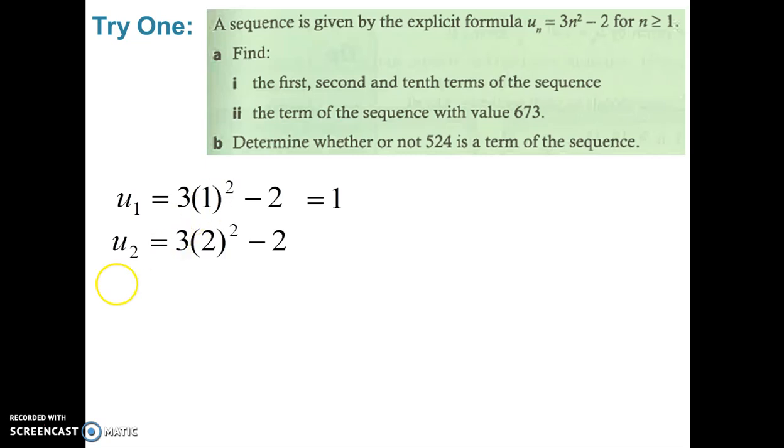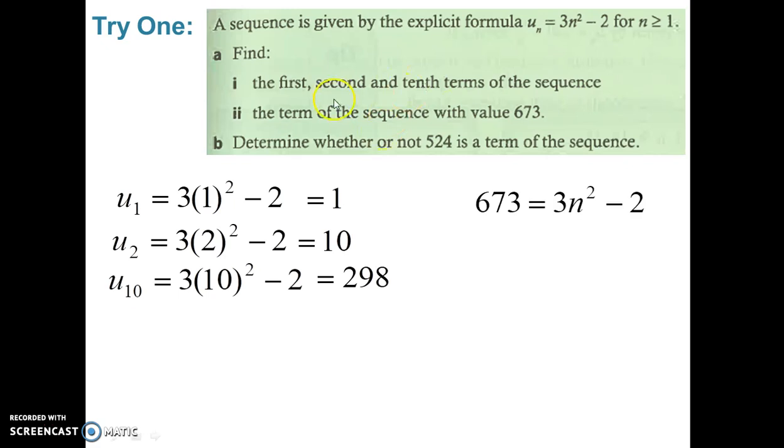All right, the second term, U2. Now we put a 2 in for n here and here. U2, here we go. 2 squared is 4, times 3 is 12, minus 2 is 10. And now we're going to look for the 10th term, U10. So we put 10 in here, 10 in here. 10 squared is 100, times 3 is 300, minus 2 is 298. All right, let's try the next question, A2. Try that one out.